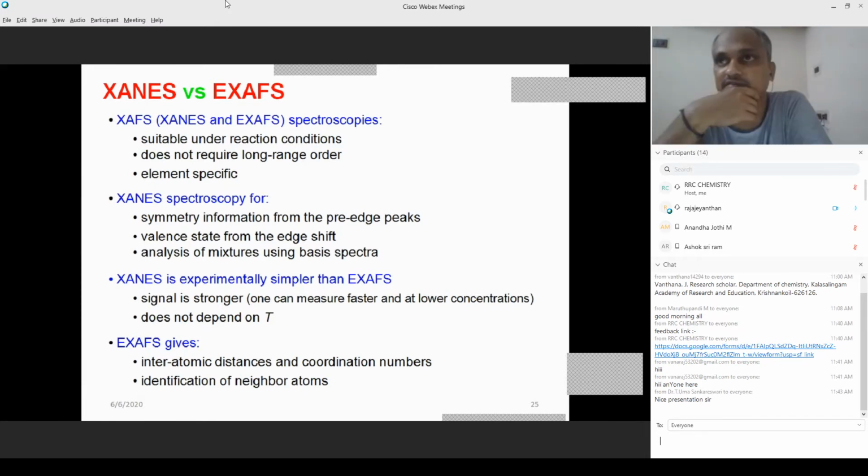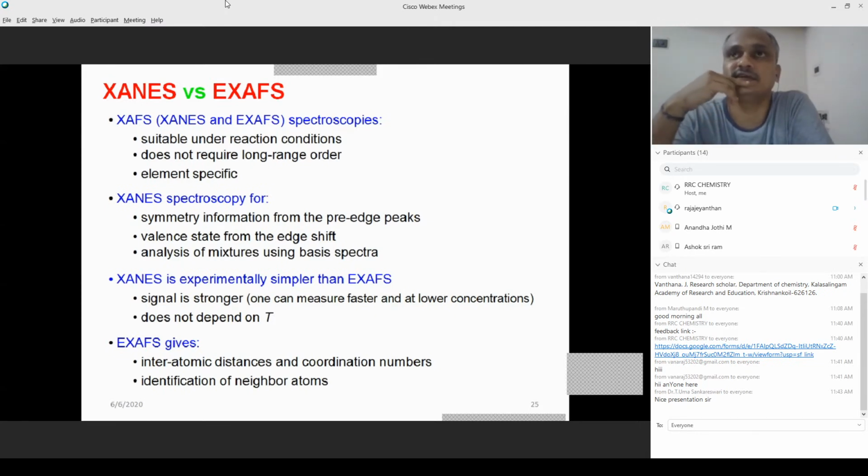I told you one example of the surface functionalization of polymers using oxygen, right? Irradiating with high energy X-rays, one such experiment we can do under reaction conditions. We can do in situ experiments, and for characterizing the samples, we do not require long range order, and both are element specific, right? Well, the main advantage of XANES spectroscopy is we can get the symmetry information of the absorbing atom.